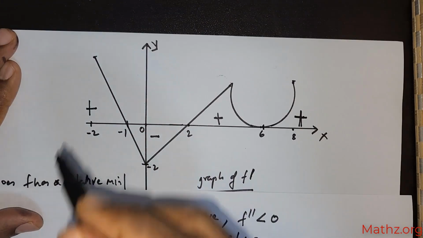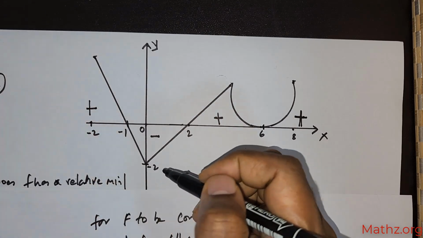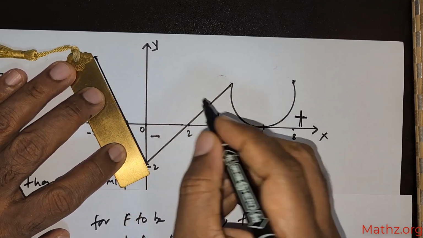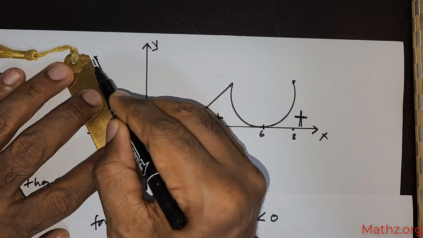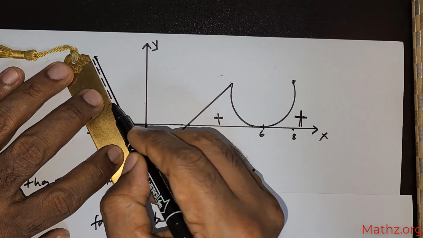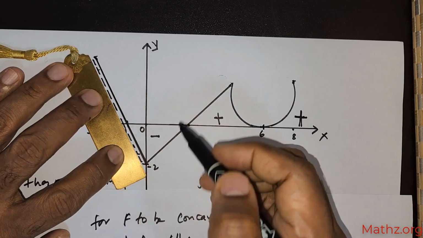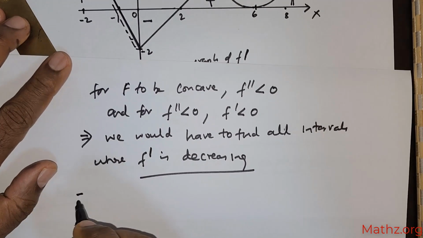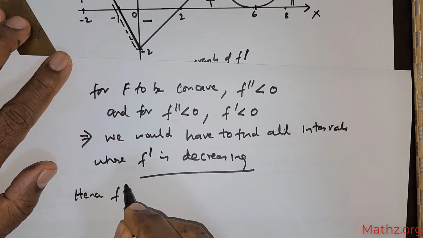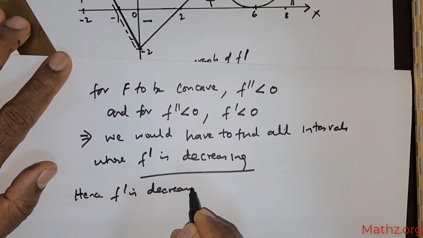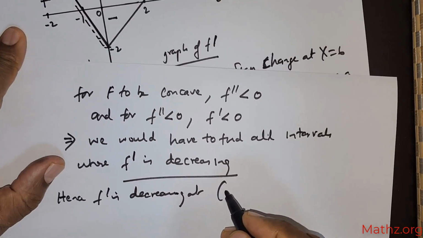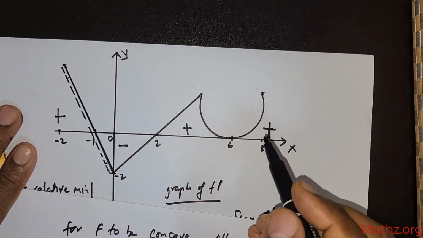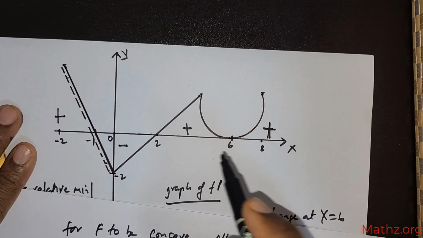Okay, this is required. So over here from -2 it is going down, all the way to this point 0. Probably you don't have to draw this, I am just showing you. So it's decreasing between -2 to 0. So we need to give the interval, hence f dash is decreasing at or between -2 to 0, and now here it is increasing, so we cannot take this particular point.